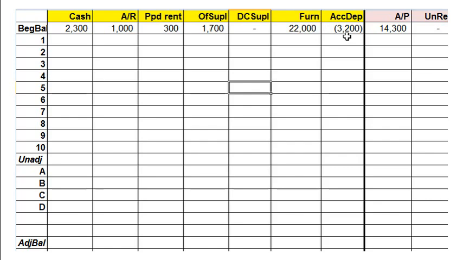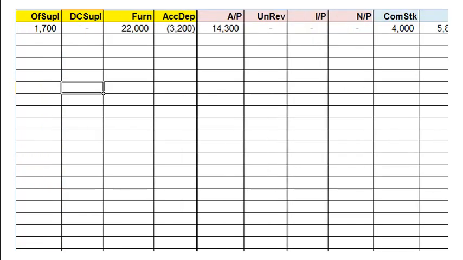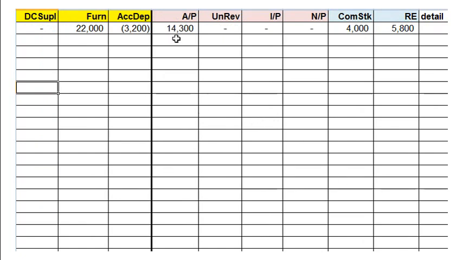The 3,200 represents the total amount of the cost of the furniture that's been written off to depreciation expense over time. These two accounts are buddies. This account offsets the furniture account when we go to prepare a balance sheet. On the other side of the equation here, we had accounts payable, we had zero balances in these other liability accounts, we had common stock and retained earnings.